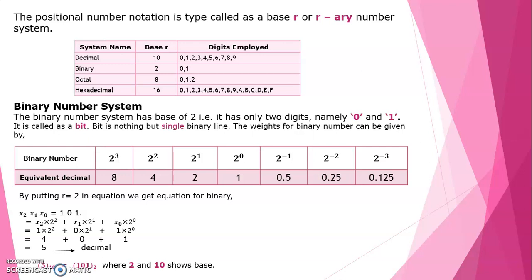Next is the binary number system. The binary number system has a base of 2, that is only 2 digits, 0 and 1. It is called a bit. A bit is nothing but a single binary digit. Here you can see the table, that is the powers of 2.